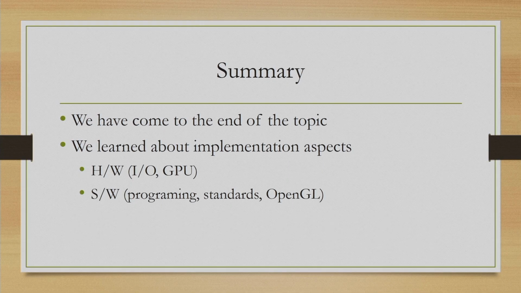So, with this we have come to the end of the topic. We have learned various things, the graphics hardware including input output and GPU. We started with a generic architecture of a graphics system and then learned about various IO devices and GPU. And today we learned about the graphics software, how these software are created, different standards, and an example program using OpenGL. OpenGL can be used to write any graphics program.